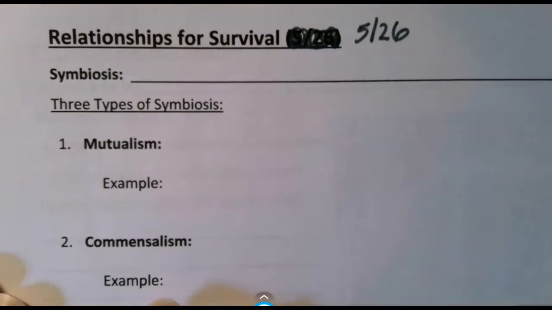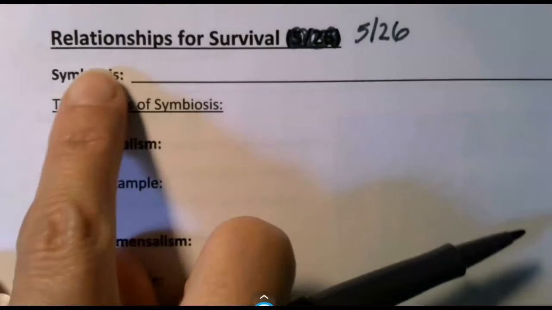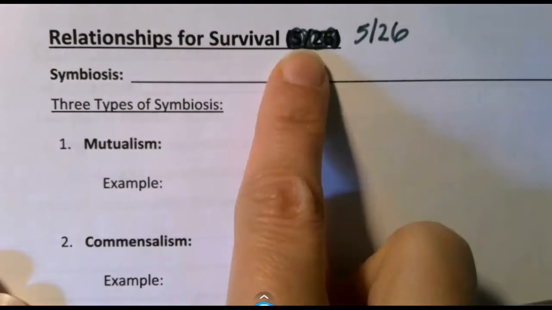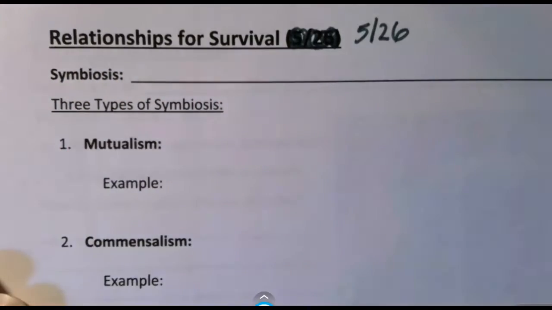Last week we talked about food chains and food webs. Today we're going to talk about other relationships for survival. We're going to start with symbiosis.